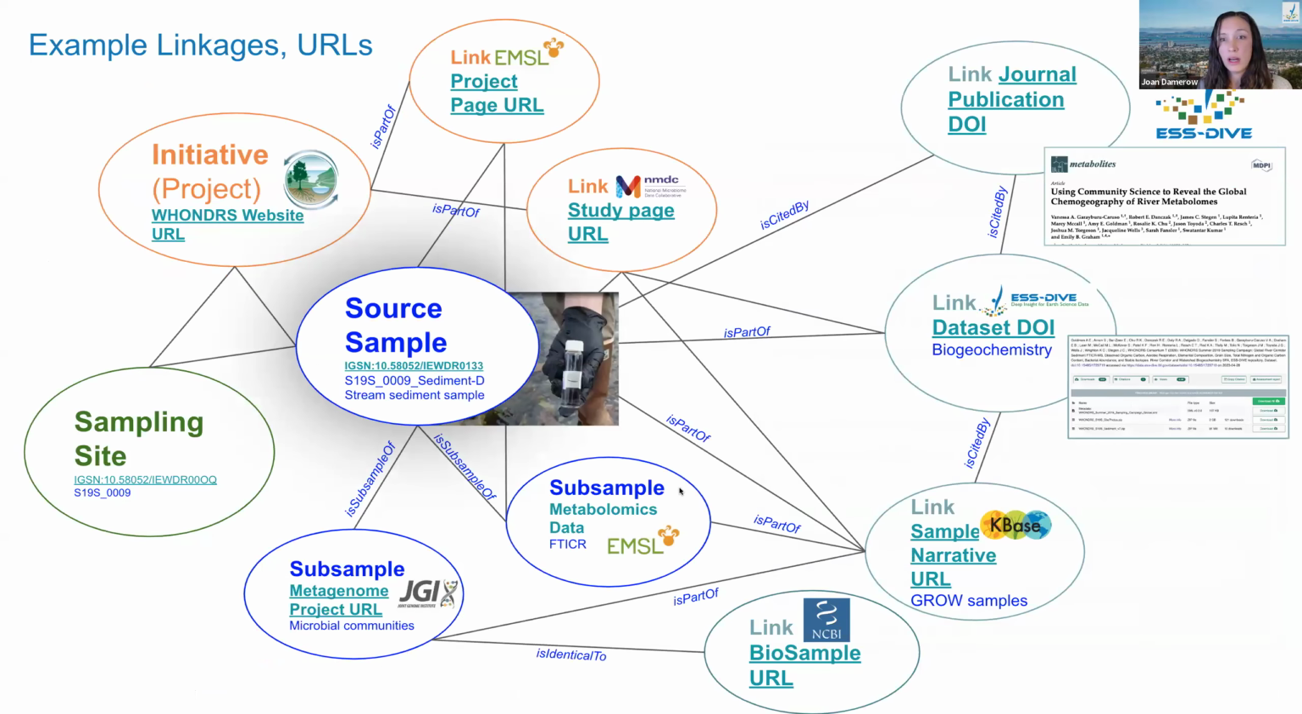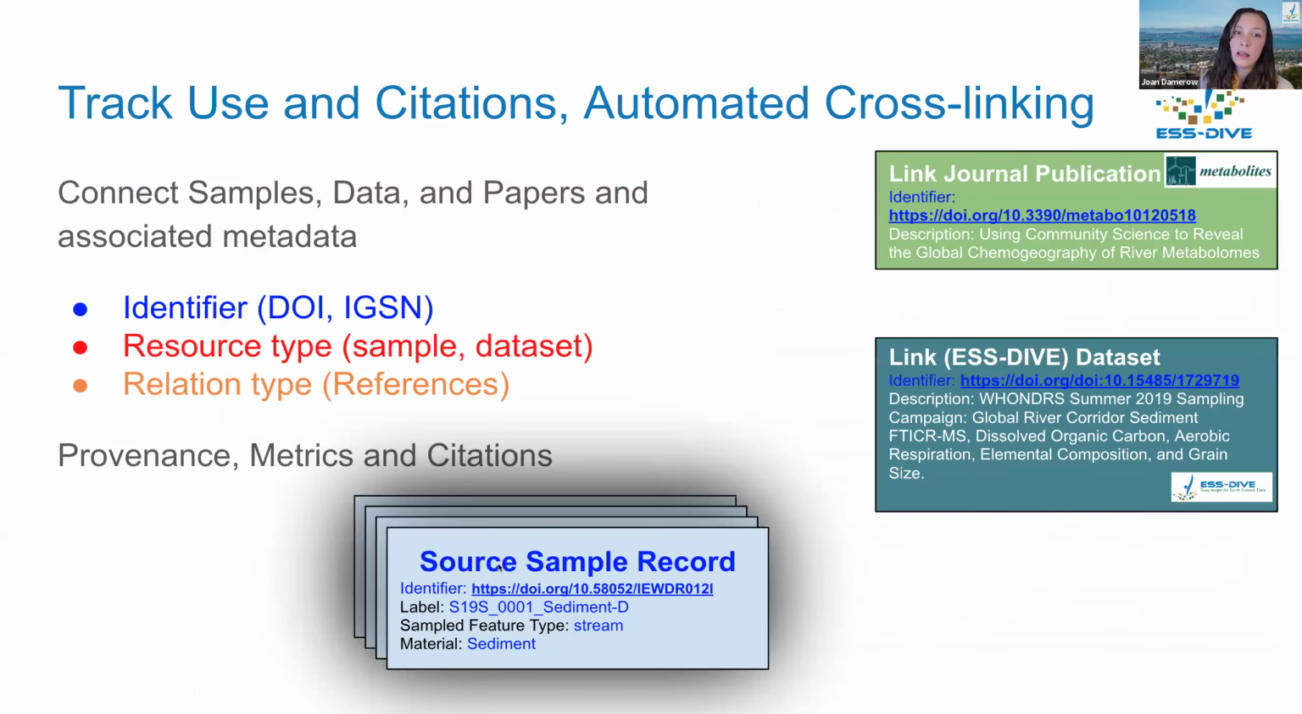This is just an example of a source sample that if it's assigned a persistent identifier can be linked to a variety of different things, like it's associated with the project, a sampling site. There are a number of different analyses and then subsamples and analyses that result from those that exist in different data systems, like the Joint Genome Institute for genomics data and metabolomics data and this Environmental Molecular Sciences Laboratory. So we have this really interconnected sample-based data.